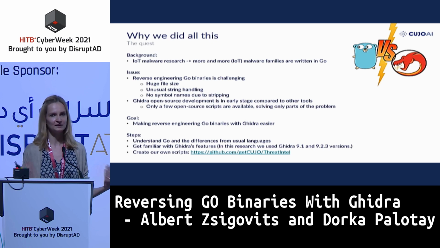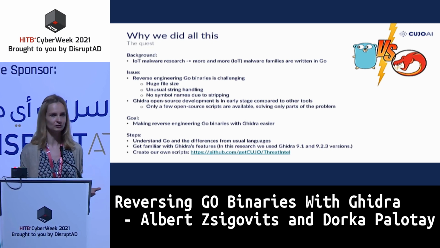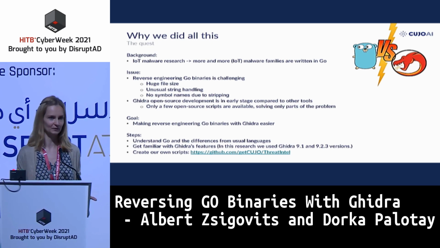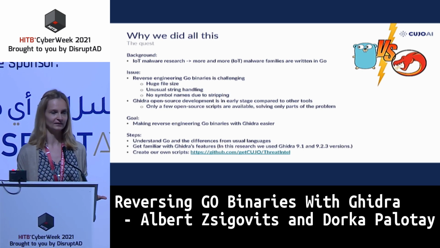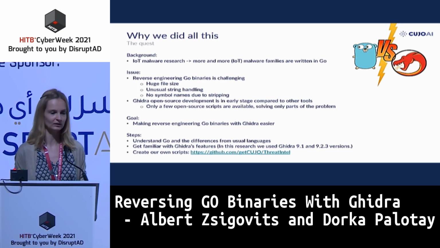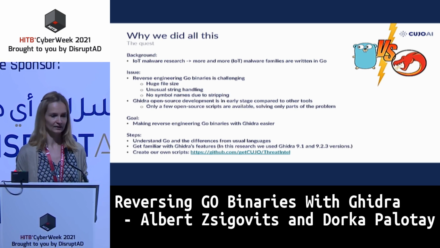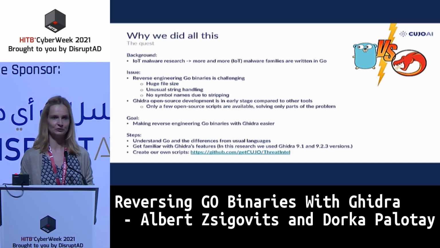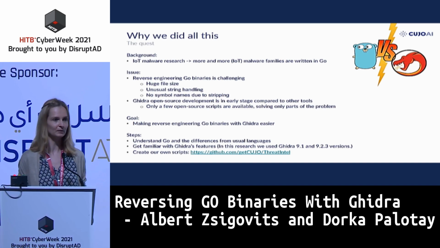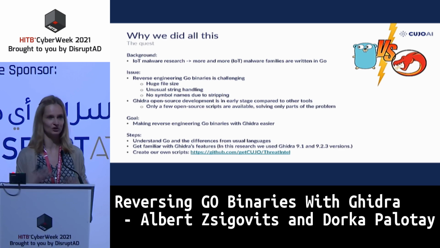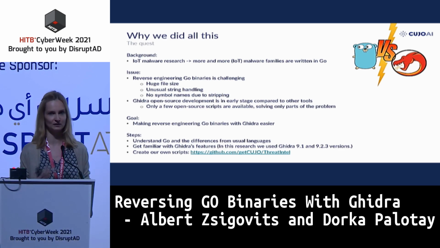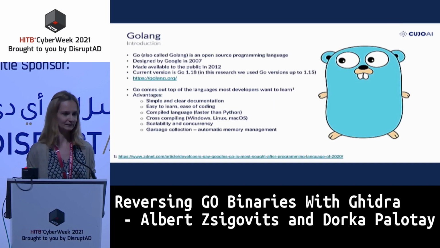So basically what I will explain in this talk today is what we need to know about the Go language, what we need to understand there, what different features Ghidra has that we used in our project, and then I will introduce the scripts that we wrote, which are also available on GitHub. So if anyone wants to use them, improve them or just collaborate, you can find them and use them for your own analysis.